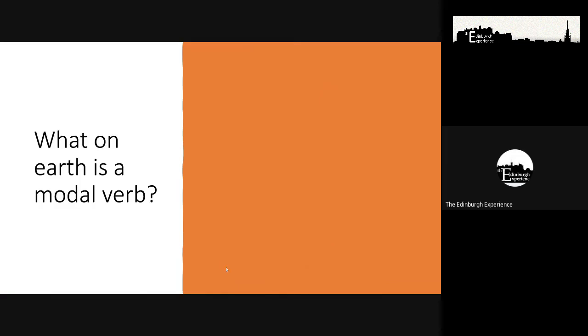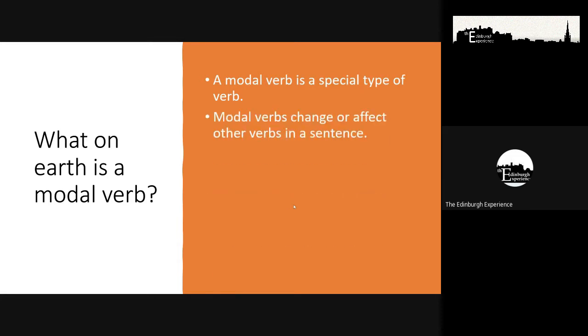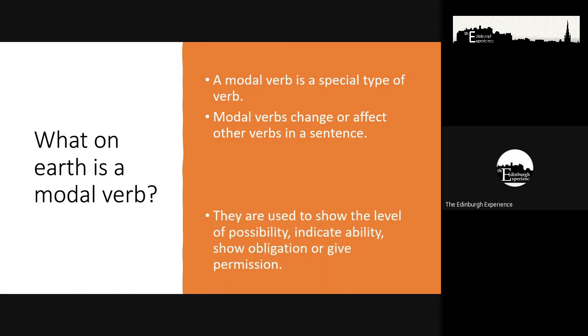So the first thing to talk about, I think, is what on earth is a modal verb? Yeah, you might be wondering. So a modal verb is essentially a special type of verb, and it changes or affects the other verbs which are in a sentence. It gives an extra meaning.